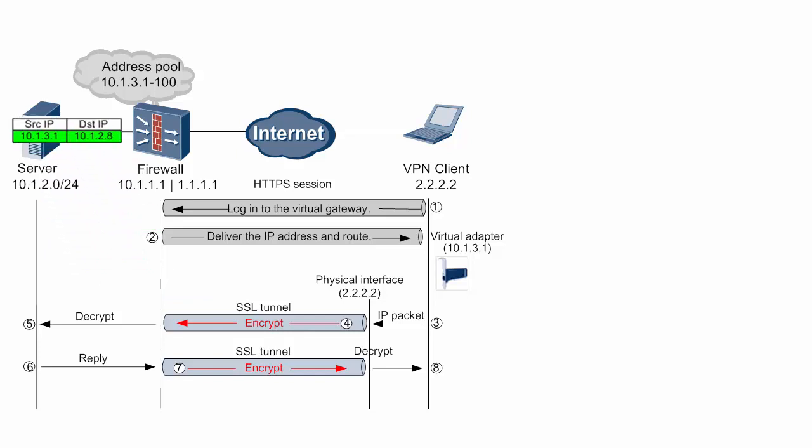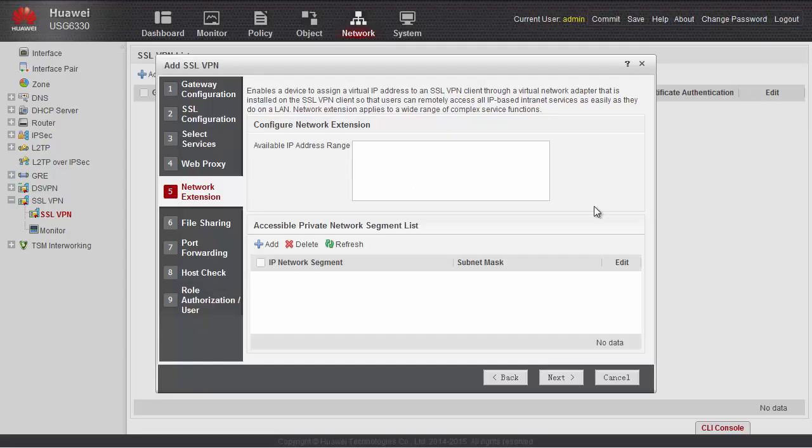The response of the intranet host is returned to the VPN user over the same path. The configuration of network extension consists of two parts: IP address pool and accessible intranet subnet. The IP address pool is a set of IP addresses to be allocated to virtual network adapters. IP addresses in the address pool must not be the same as that of any firewall interface or intranet host. Besides, intranet routers must have routes to the address pool, with the next hops pointing at the firewall.